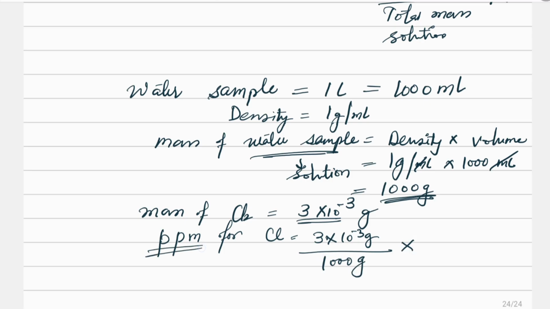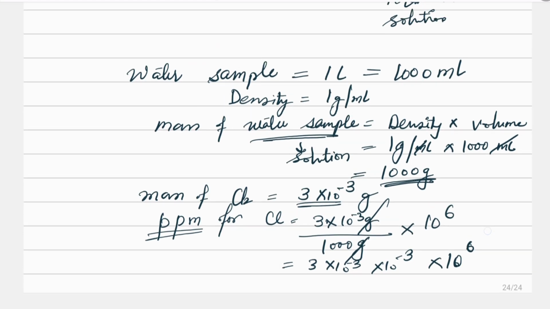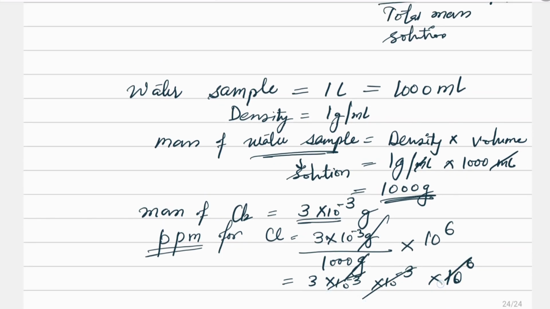And we have to convert it into parts per million, multiplied by 10 raised to power 6. Gram and gram cancel. And this goes above and it becomes 3 into 10 raised to power minus 3 multiplied by 10 raised to power 6 over 1000, and everything cancels down and it becomes 3 parts per million. So the water sample has how much chlorine? 3 parts per million, 3 ppm.